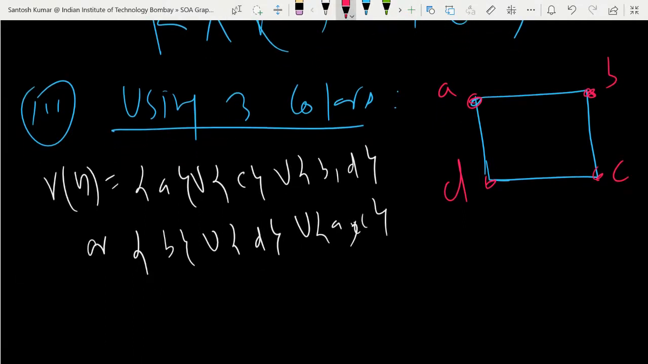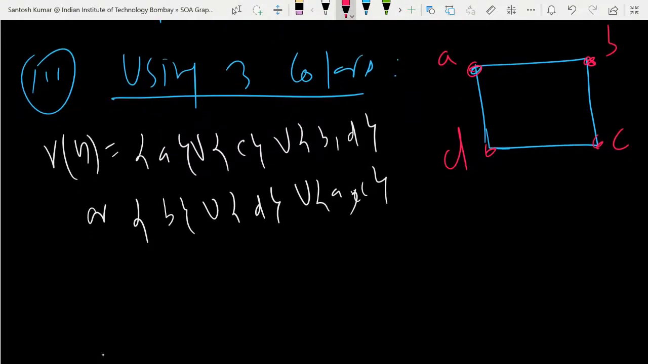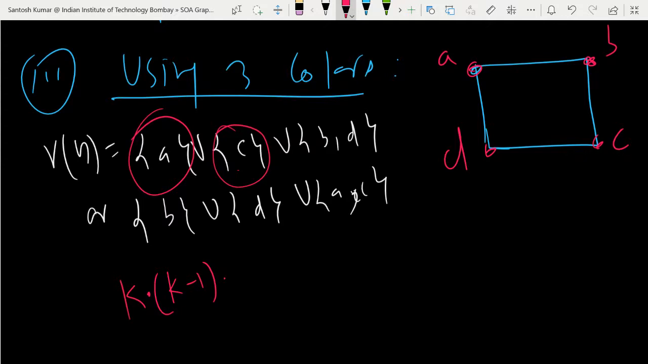So again, in a similar way, we can count the number of ways. For A I have K colors, K choices. For C I want to use a second color, so I have K minus 1 choices, another color I want to use. And for B and D I want to use a third color, so I have the rest, K minus 2 choices.